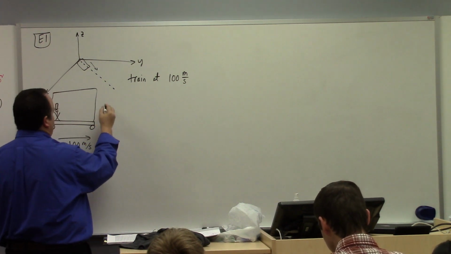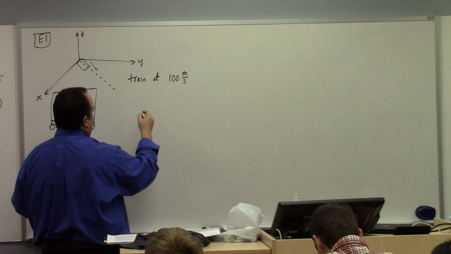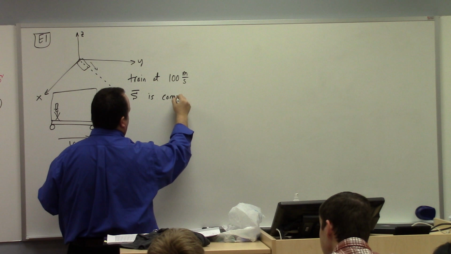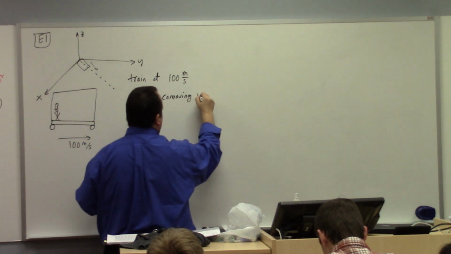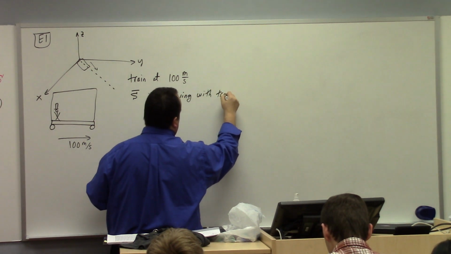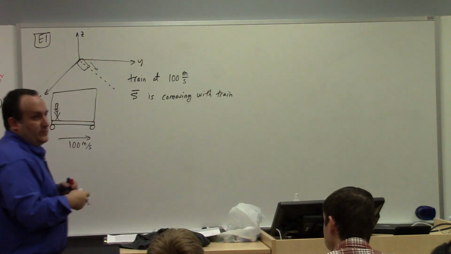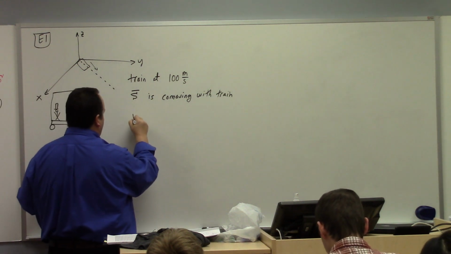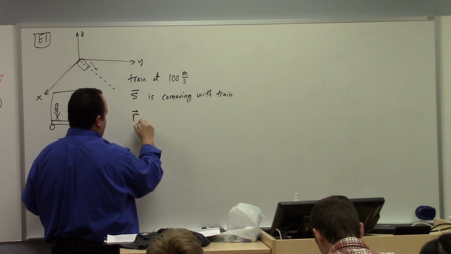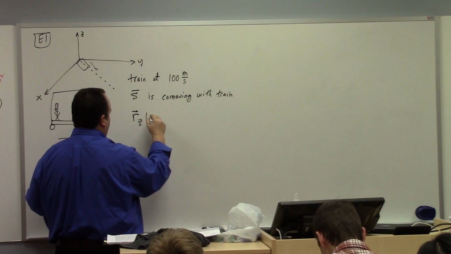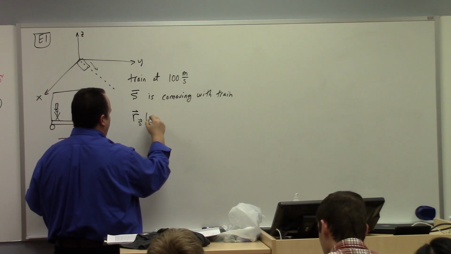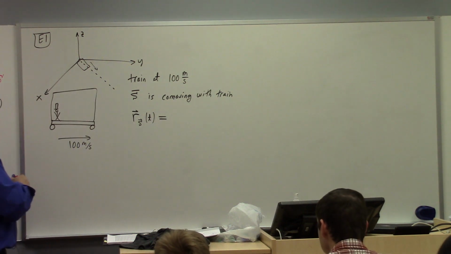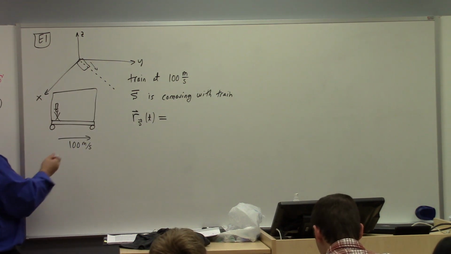So let's suppose that the S bar is co-moving with the train. Listen to me. Co-moving with the train. So what would the position of the marker be with respect to the train? Let me draw the picture of the marker in the train frame. It looks like this.